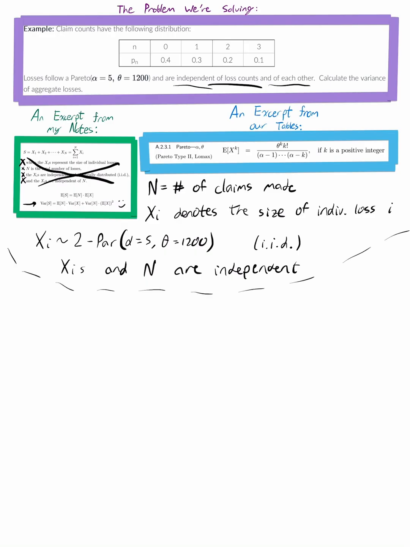So now that we have a roadmap of how we're going to solve this problem, let's work through it. First, we need the expected value of N, which is the sum of the products of all the values and their associated probabilities. So 0 has probability 0.4, 1 has probability 0.3, 2 has probability 0.2, 3 has probability 0.1. Value times its probability, and so on. That comes out to 1.